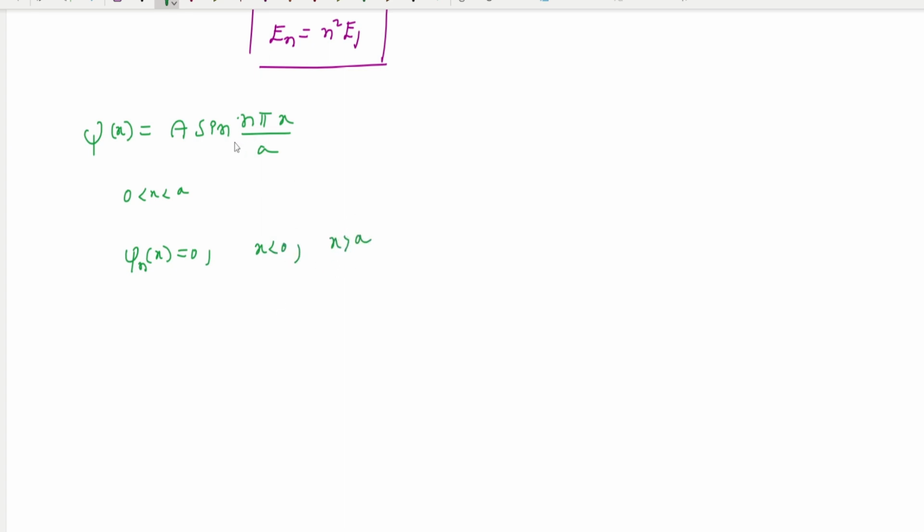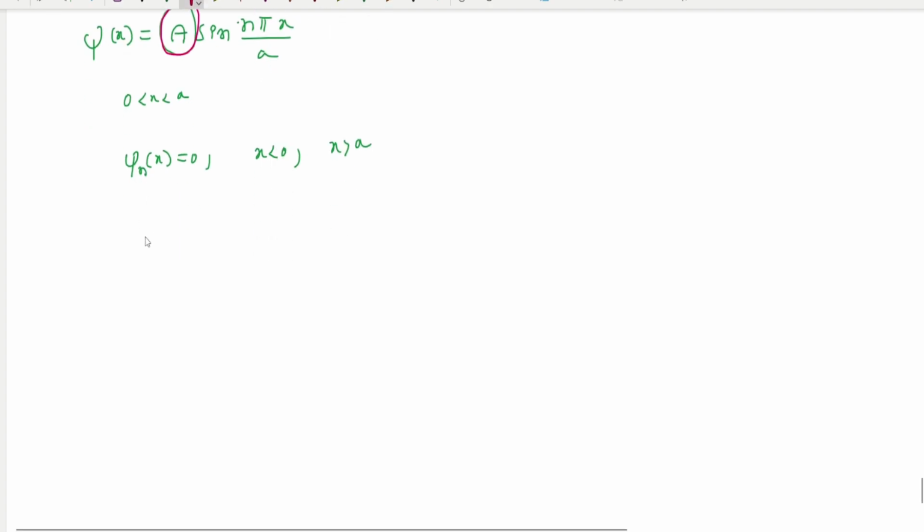So I want to find this constant value, the value of A. For that I'm going to apply the condition that the total probability of finding the particle somewhere in the box must be unity. So this is the integral from 0 to a of psi star psi dx equal to 1.